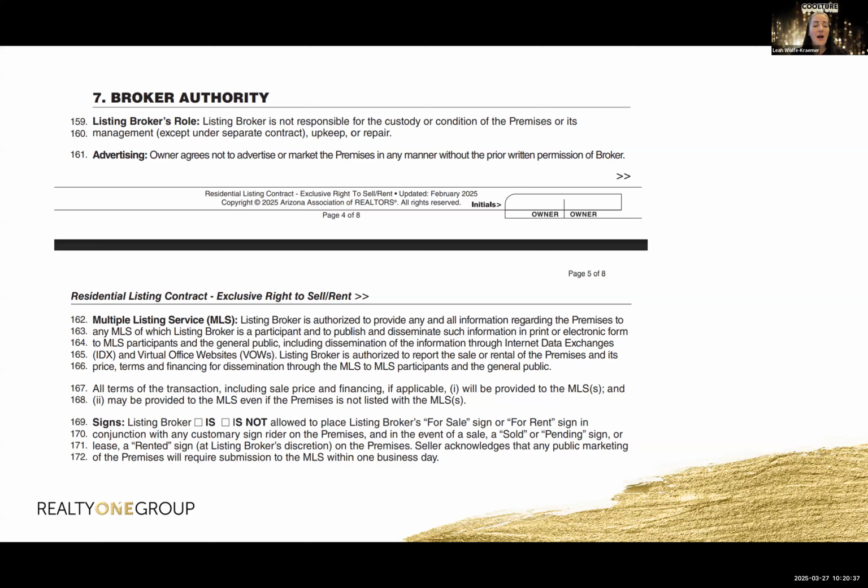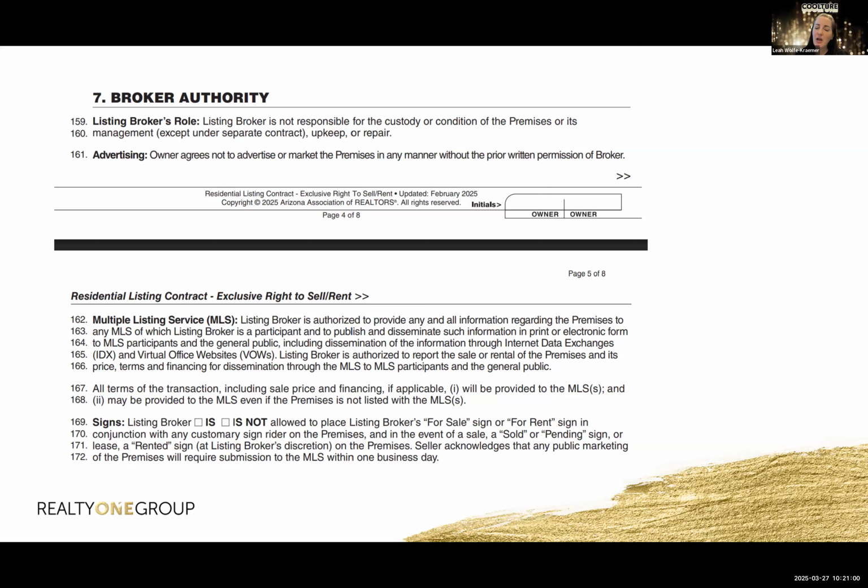Signs. Listing broker is or is not allowed to place a for sale or for rent sign in conjunction with any customary sign writer on the premises. And in the event of a sale, a sold or pending sign or lease or rented sign at listing broker's discretion on the premises. Seller acknowledges that any public marketing of the premises will require submission to the MLS within 1 business day. I don't think that the sellers necessarily care about that.